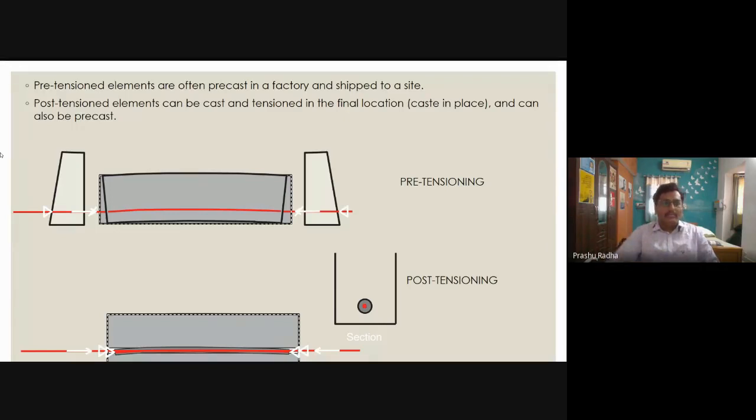Pre-tensioned elements are often pre-cast in a factory and shipped to a site. That's true because normally pre-tensioning they do in a factory, whereas if you have to cast on site, post-tensioning is normally preferred. Let's say you are going to cast huge spans, like 20 meters or even 50 meters, of slabs or beams, post-tensioning would be preferred. Whereas in pre-tensioning, let's say you're constructing a bridge over a river where you can't actually do the tensioning, normally they would do it in a factory and construct the bridge. I'll show you the image of the same.